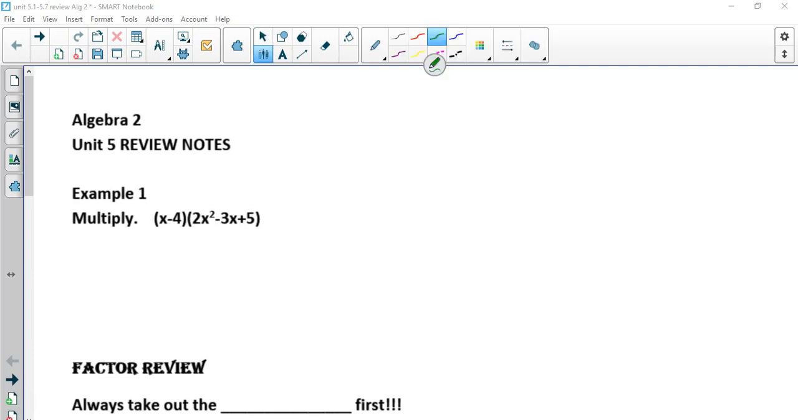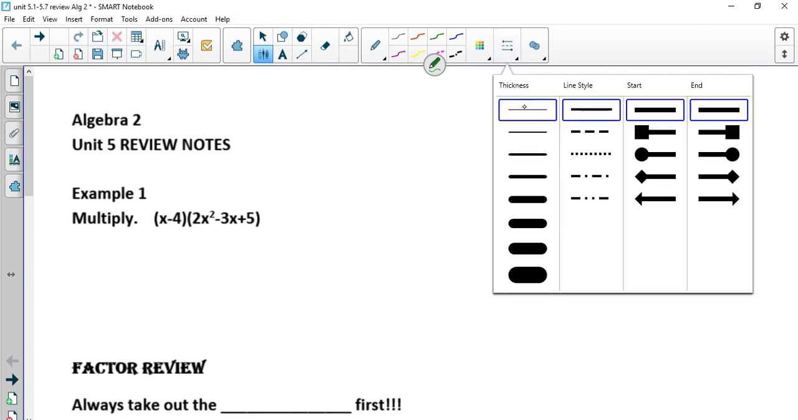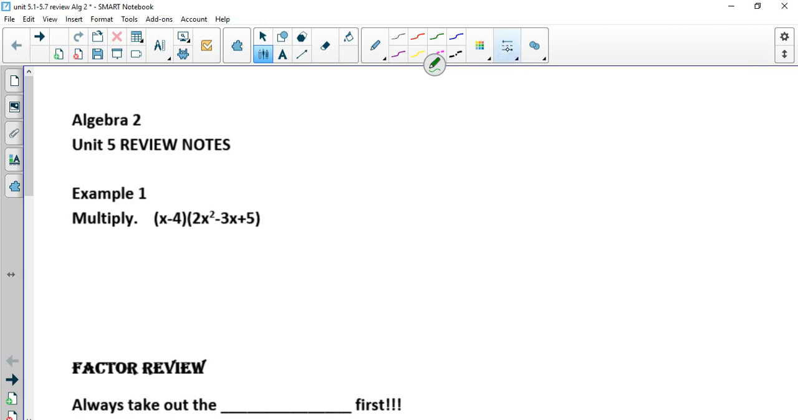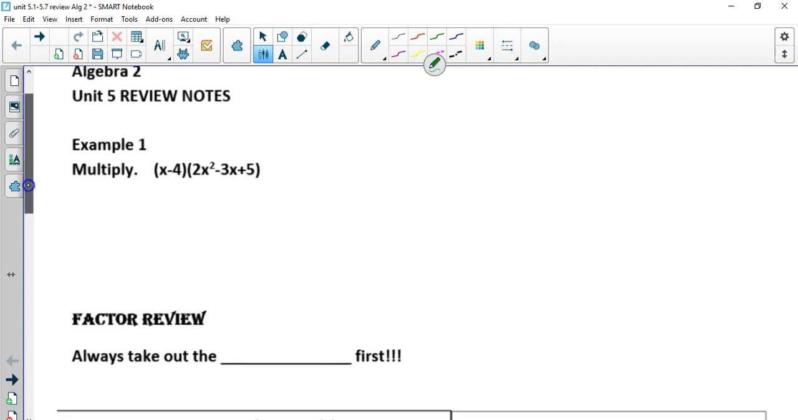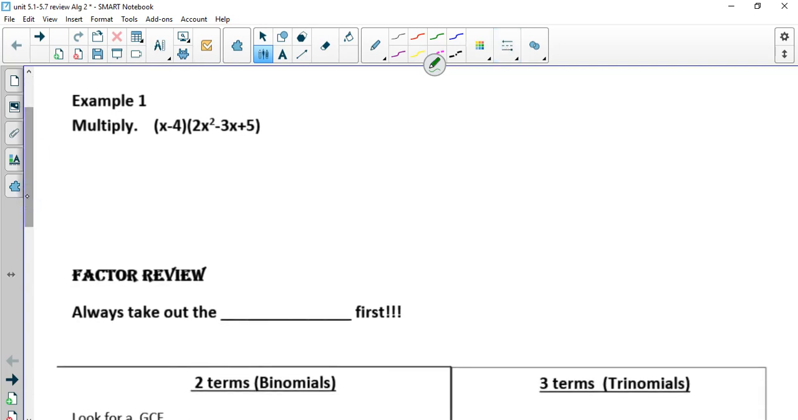All right, so we're going to start off this semester with a quick review of everything we did last semester that will be important for moving on this semester. So, first off, we're going to be multiplying. In this case, remember to distribute your x to every item.